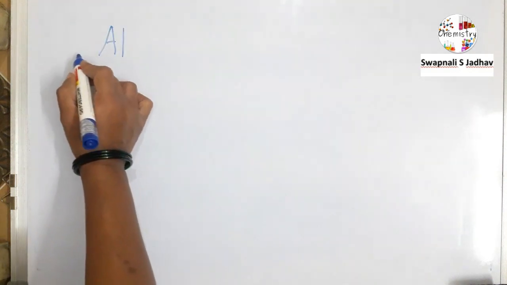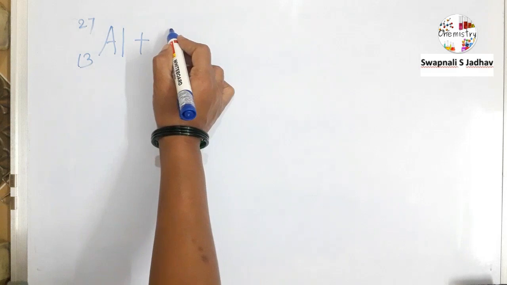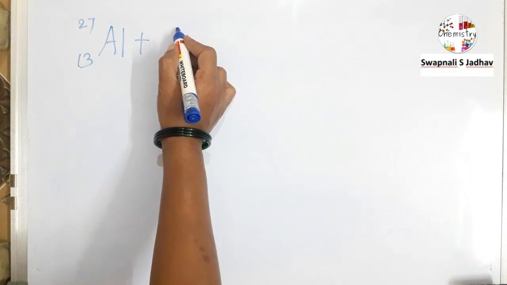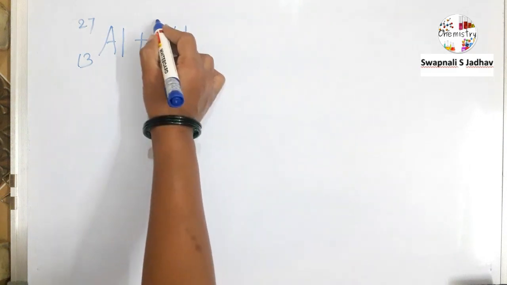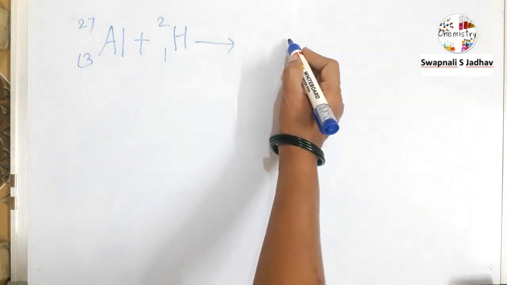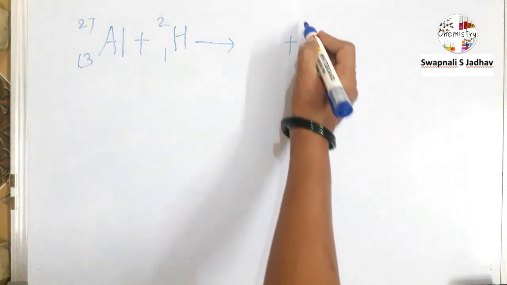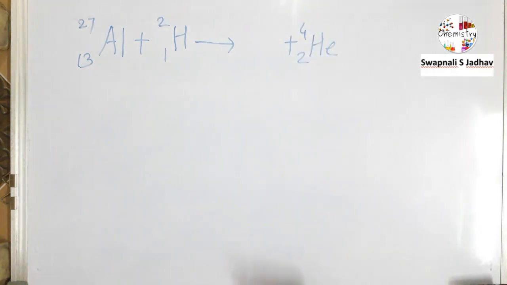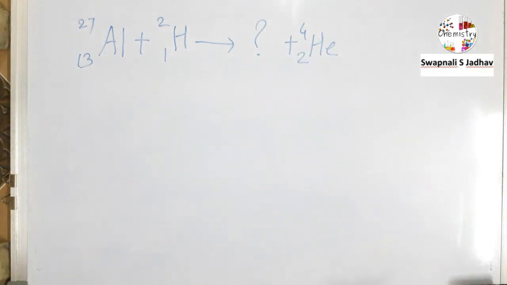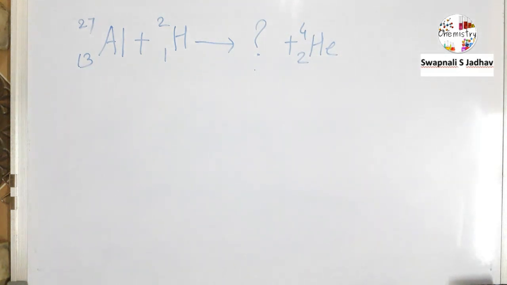Here aluminium 13, 27, when bombarded by a deuteron, represented as D 1 2 or H 1 2, an isotope of hydrogen, there is emission of an alpha particle, He 4 2. So please tell me which one is the recoil nucleus, or which element is obtained as the daughter element.